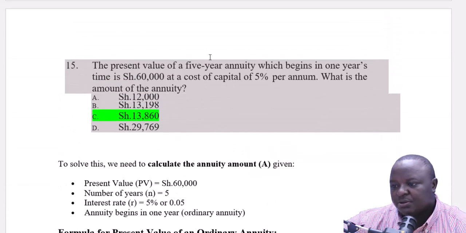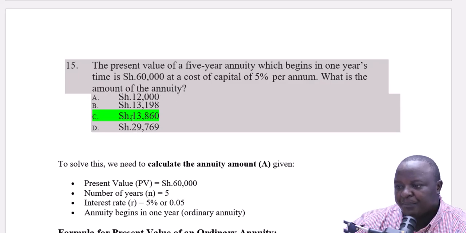Let's go to question number 15. The present value of a 5-year annuity, which begins in 1 year's time, is 60,000 at a cost of capital of 5% per annum. What is the amount of the annuity?